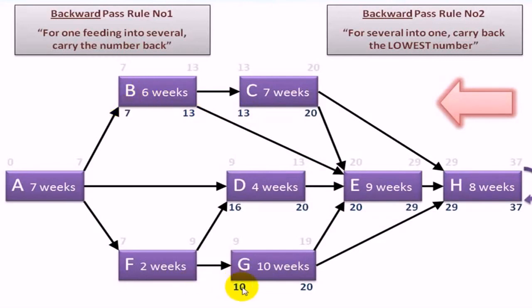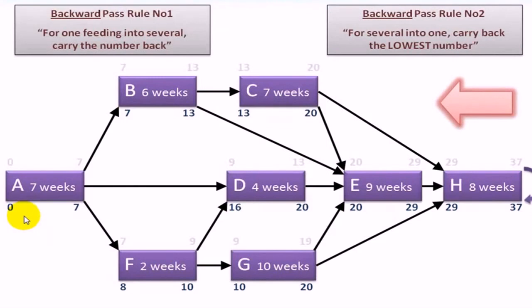In the same way, I'm going to look at F next. It has 10 coming in and 16. So it's the lowest number, so 10 wins the day. 10 minus 2 gives you 8. Well, we're just about done. How easy was that? Final decision to make. This task has 3 feeding back into it. It's got 8, it's got 16, and it's got 7. The lowest number wins, so it's 7 that's put here. Minus 7 gives you 0. Job done.